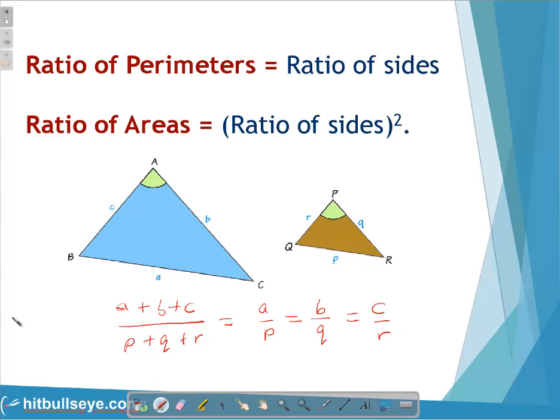That means if I need to compare the ratio of the area of triangle ABC upon the area of triangle PQR, it is equal to the square of these ratios. I hope these two definitions are clear. Now we can use these definitions in many questions. Let us see how questions could be made easier using this.